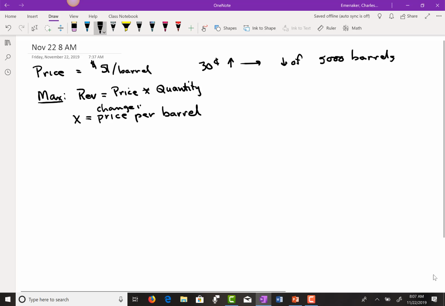Oftentimes people will grab a problem like this and right away they'll say X is going to be the price. Does it make sense why it's not the price? Because we already have the price, don't we? And the question isn't what's the price, but how much do we change the price? So X is going to be the change in price. Another way to put this would also be the number of $0.30 changes.